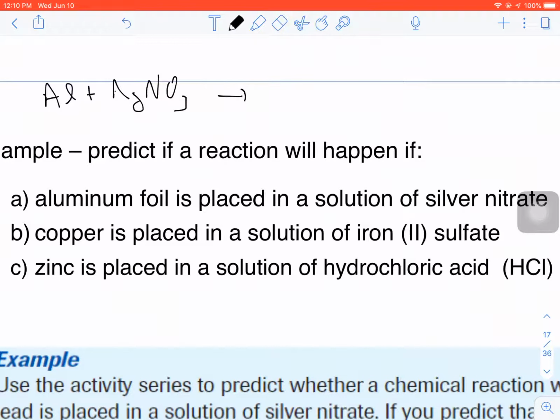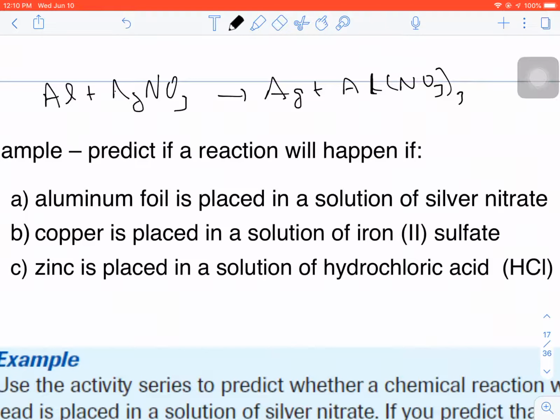And what I should get is a single displacement where the aluminum is going to kick the silver off, and the aluminum is going to replace the silver to make aluminum nitrate. Now, aluminum is a 3 plus ion, and nitrate's minus 1. So the 1 comes down and the 3 comes down, so there becomes my silver nitrate. So the question is, will this reaction happen, yes or no?